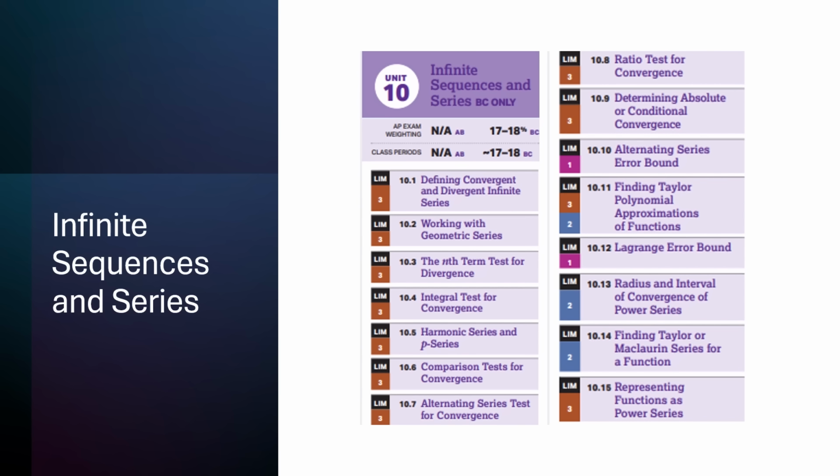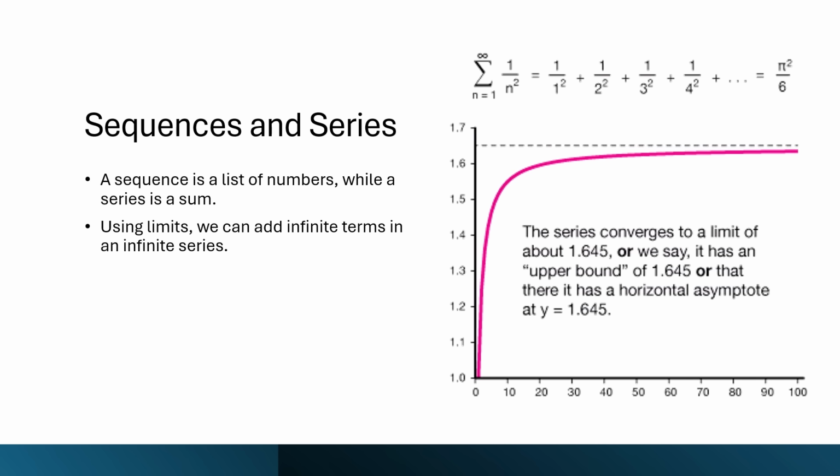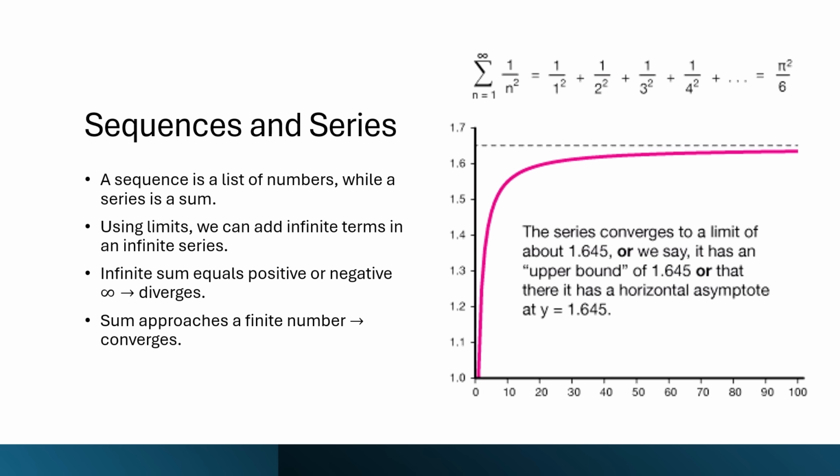Our last unit of BC is about sequences and series. A sequence is a list of numbers, while a series is a sum. Using limits, we can add an infinite amount of terms to form an infinite series. If this infinite sum equals positive or negative infinity, then we say the series diverges, while if the sum approaches a finite number, we say the series converges.